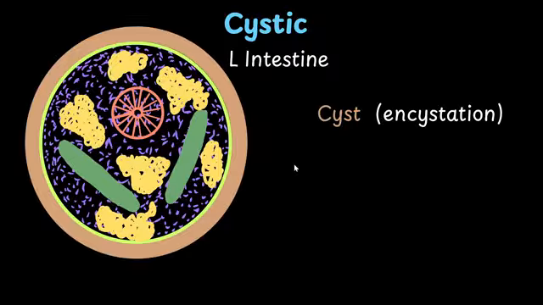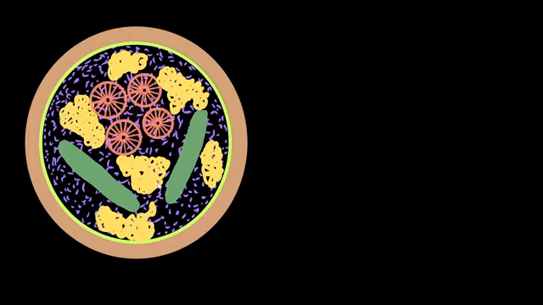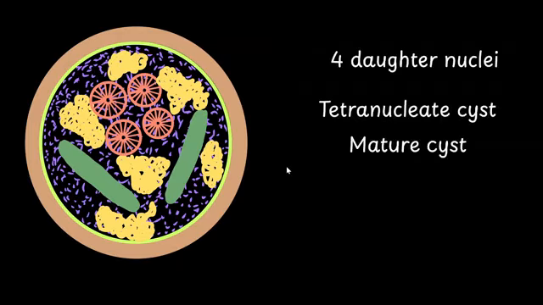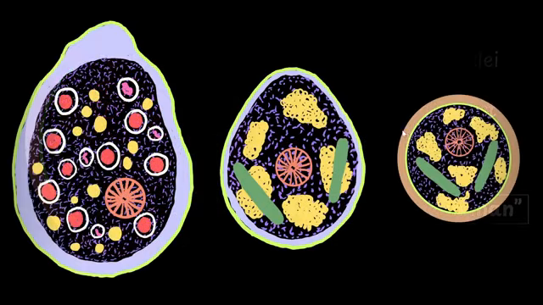Immediately after encystation, the cell undergoes two successive mitotic divisions, which results in four daughter nuclei. This stage is called the tetranucleate stage or the mature cyst. This is the stage of the Entamoeba which infects man. Now, how do these three stages create an elaborate infection in man?